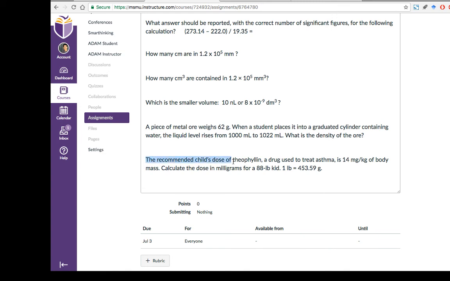The recommended child's dose of theophylline, or whatever this is, it's an asthma drug, is this much. What is the dose in milligrams for an 88-pound kid? All right. This drug is given 14 milligrams at a time, or 14 milligrams in a single day, I guess, for every kilogram of body mass. You need to calculate how many kilograms this kid's body mass is. So convert 88 pounds into kilograms.